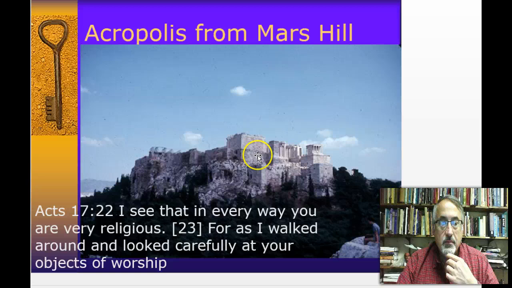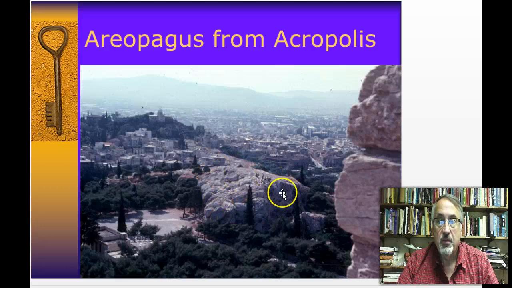From Mars Hill, or the Areopagus, here's a view of the Acropolis. And Paul says, you know, I can see you're very religious. You have all kinds of temples. And certainly up here there are four temples at least. And he walks around. He says, I found a temple to an unknown god. So here's a view of the Areopagus from the Acropolis. The marketplace, the Agora, would be off to the right here.